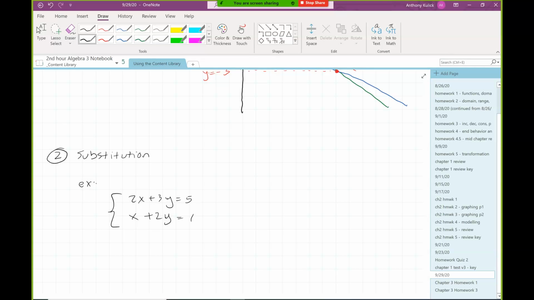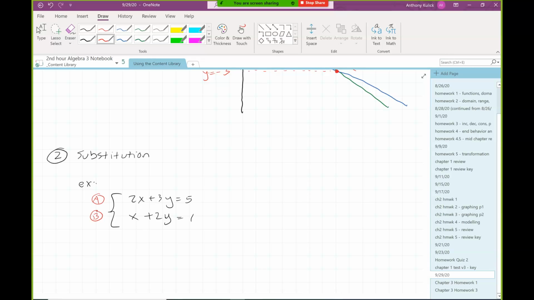So the idea with substitution is that we want to pick one of the 2 equations, and then from one of those equations, we're going to pick one of the variables, and we're going to rearrange the equation so that variable is by itself. Now, it does not matter which equation you pick and which variable you pick, but you can make your life much easier by choosing well. So looking at these 2 options, let's call the first one equation A and the second one equation B.